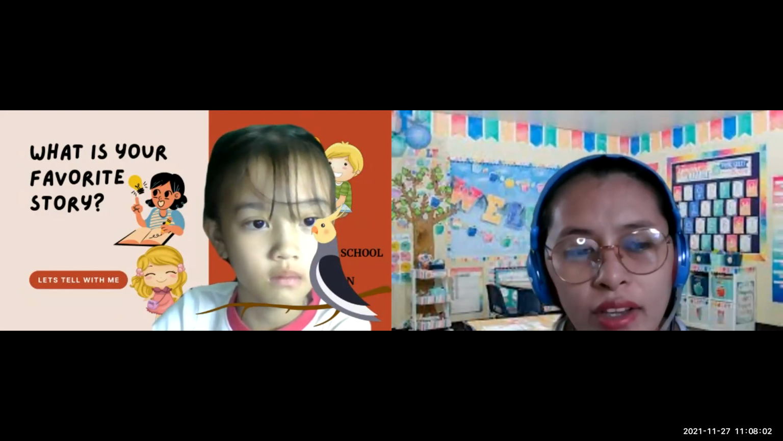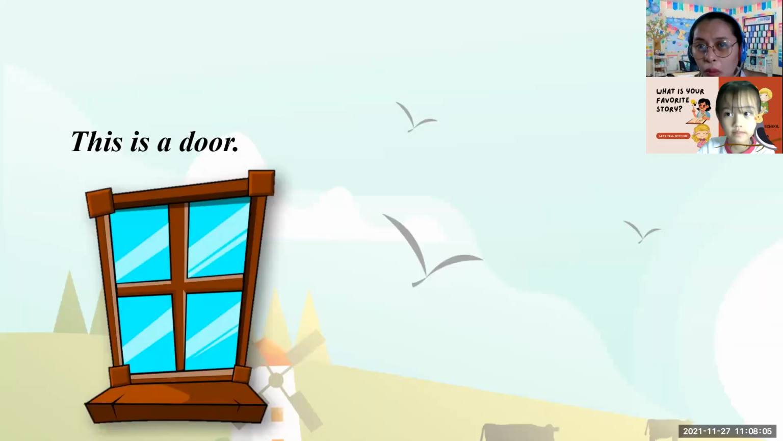Okay, look at that picture. Is that a door? What do you think? Is this a door or not? Is it a tick or a cross? Can you tell me? Look at that. Can you follow? If it's a tick, it means yes. If it's a cross, it means no.